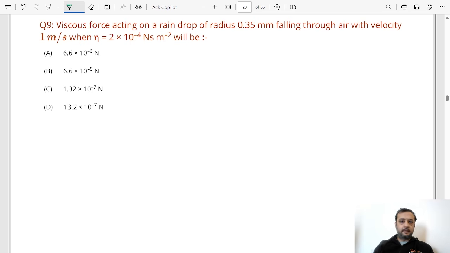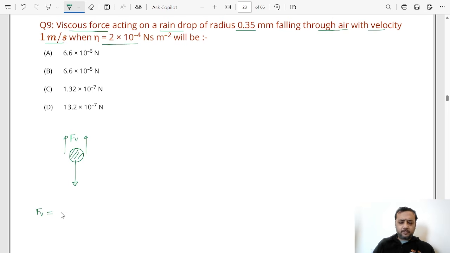Alright. Here, the viscous force acting on a raindrop of radius 0.35 mm falling through air with a velocity of 1 meter per second, where eta is given. Very easy question, formula based question. Let us see what is happening here. Basically there's a raindrop which is falling, and because of the viscosity of the air, the viscous force will be acting in the upward direction. So what will be the value of the viscous force?